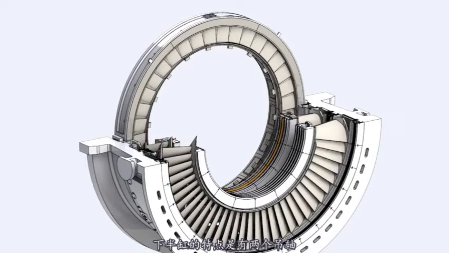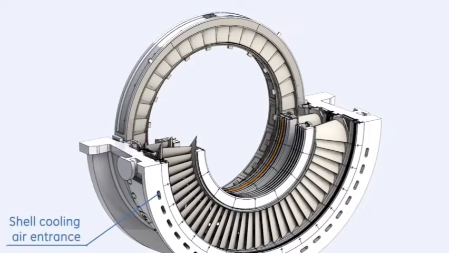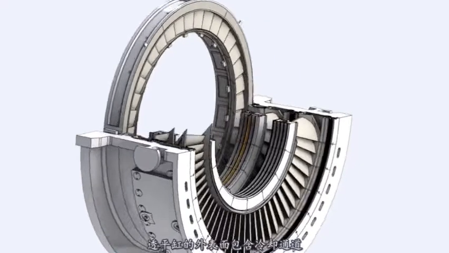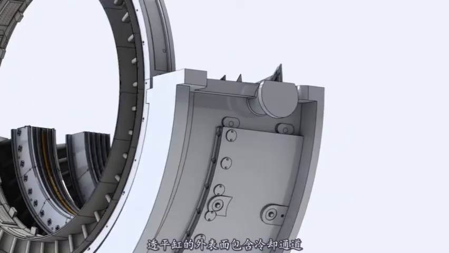The lower half features 2 trunnions used with other trunnions on the forward compressor casing to lift the gas turbine to or off the turbine base. The external surface of the turbine shell incorporates cooling passages.